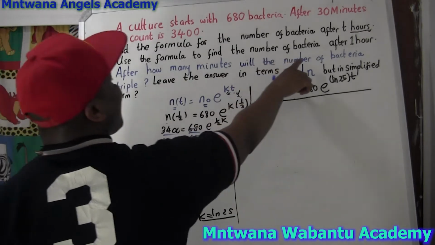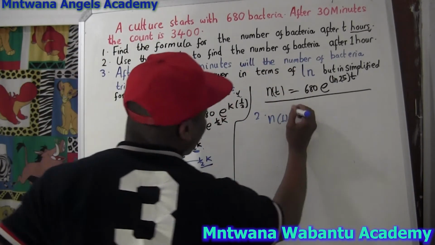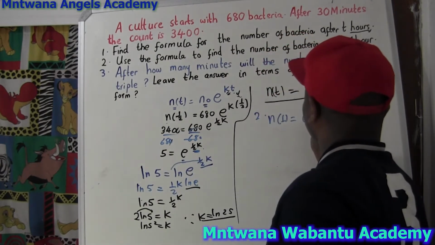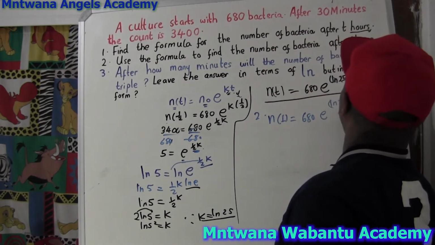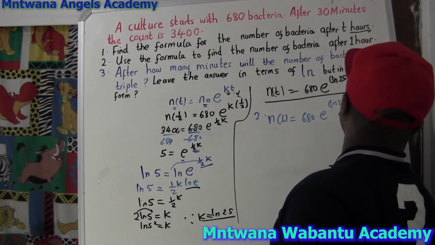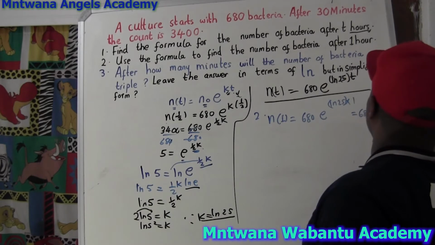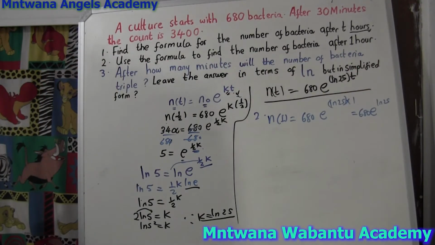So for number 2, use the formula to find the number of bacteria after 1 hour. So the number of bacteria after 1 hour is going to be 680, and then we say e to the ln of 25 times t, in brackets. I always put brackets. So this time we say 680 e ln of 25. You know what I'm saying? That's going to be ln of 25. So you can take that one and plug it in the calculator.